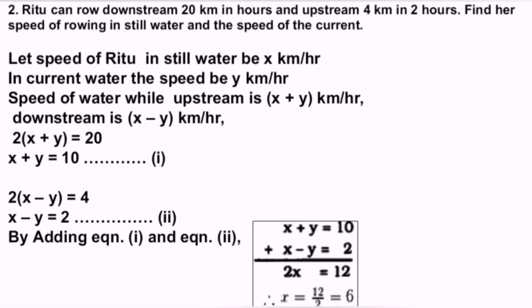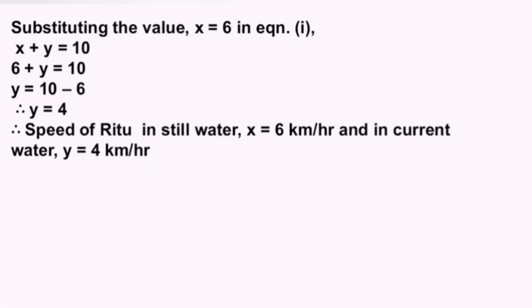Then we are doing the elimination method, and yes, we have found the x and y. That means we have found the speed of Ritu in still water and the speed of the current, as it was x and y. So the speed of Ritu in still water is 6 km/h and the current is 4 km/h.